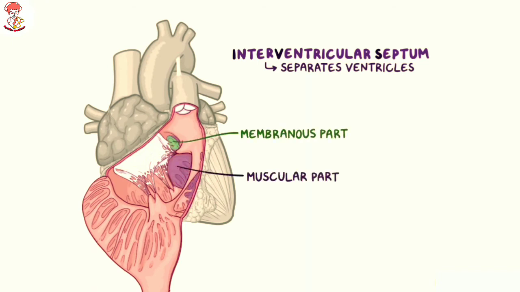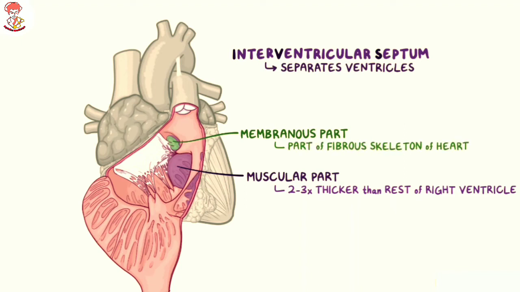It's made up of muscular and membranous parts. Now the muscular part of the IVS is mostly part of the left ventricle, so it's 2 to 3 times thicker than the rest of the right ventricle. The membranous part is a thin membrane that's part of the fibrous skeleton of the heart, and it's located superiorly and posteriorly.